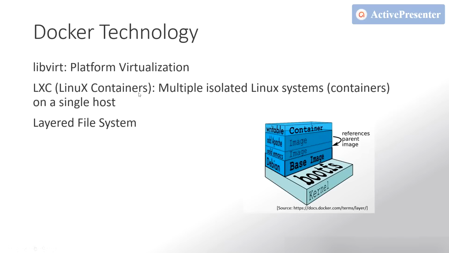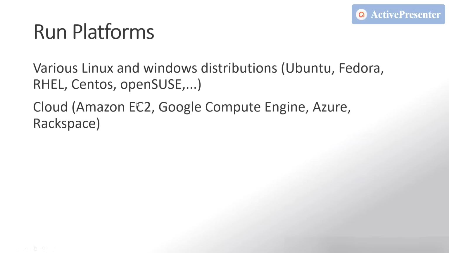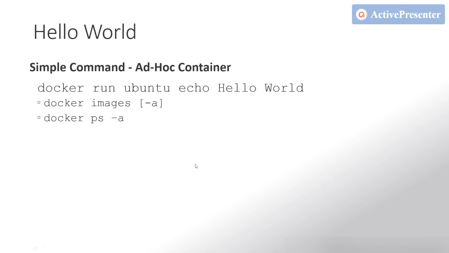From Linux containers, multiple isolated Linux systems on a single host. That was the idea behind it. Today we can run Docker on various Linux or Windows distributions. Okay, and also I can run Docker on any of the cloud providers. That is the flexibility, because Docker today can replace it. We are expecting that in some cases, as I said, it can even replace a hypervisor. Okay. So this is how you run a simple Docker system.